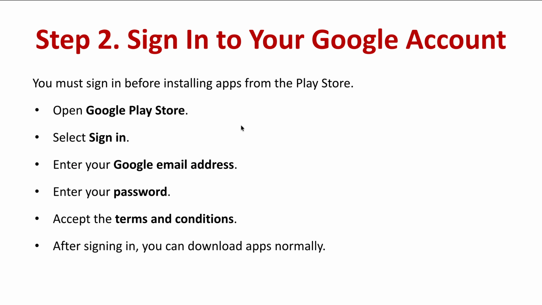Step 2 is sign in to your Google account. You must sign in before installing apps from the Play Store. Open Google Play Store, select sign in, enter your Google email address, enter your password. Accept the terms and conditions. After signing in, you can download apps normally.